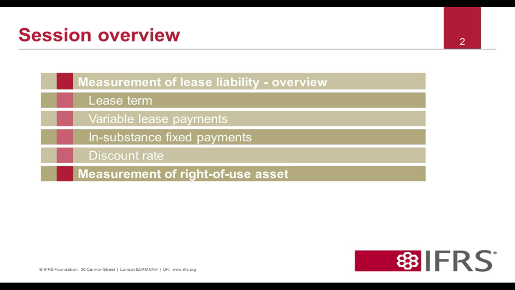But in terms of what we will be covering, we'll start today by talking about the lease liability and look at a number of particular elements of that: lease term and the reasonably certain assessment, variable lease payments, in-substance fixed lease payments, and the discount rate. We'll then talk about measurement of the right-of-use asset.